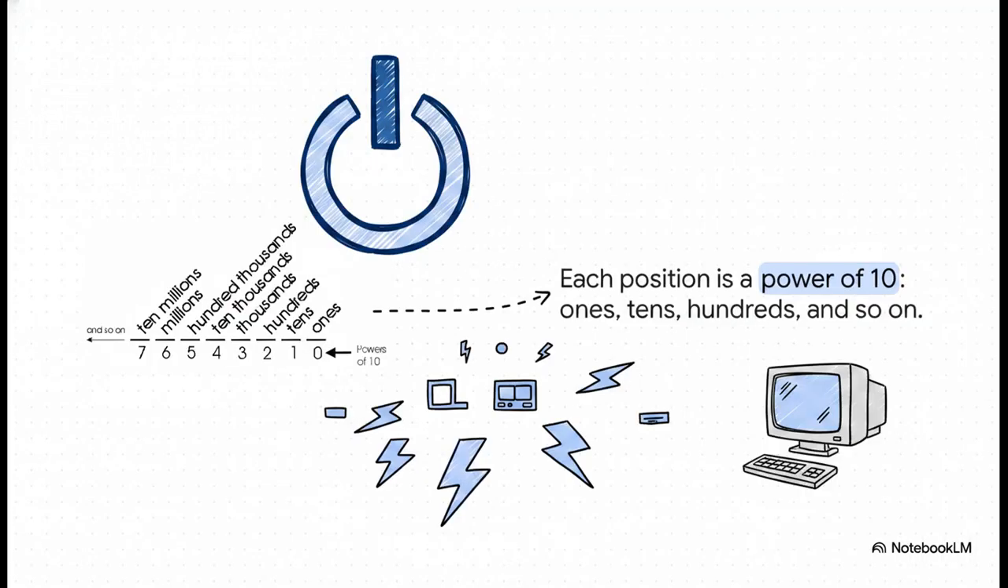Each spot in a number represents a power of our base, which is 10. You've got the ones place, the tens place, the hundreds place. You get the idea. So a digit's value depends completely on which of those slots it's sitting in. Pretty simple, right? Okay, now let's take that exact same concept and see how it works inside a computer.